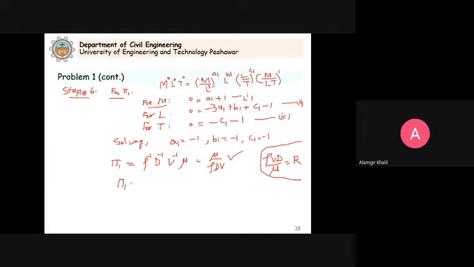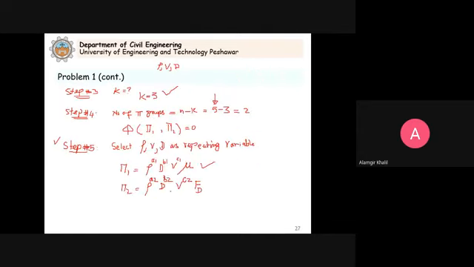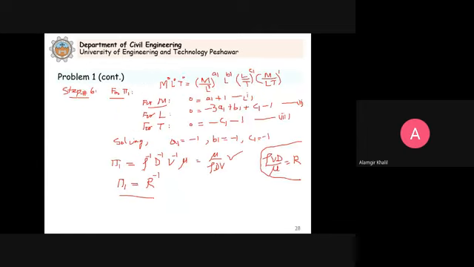So this pi 1 can be written as Reynolds number inverse. And similarly, we proceed for pi 2 and then try to write down the functional relationship. So we will continue with this in the next class.